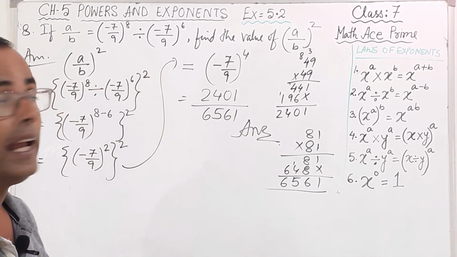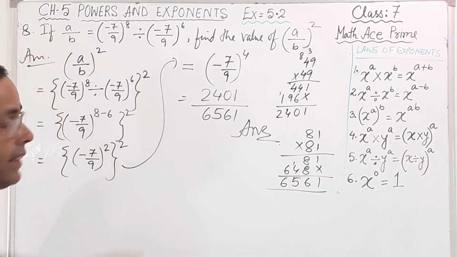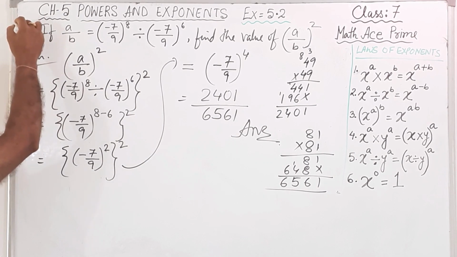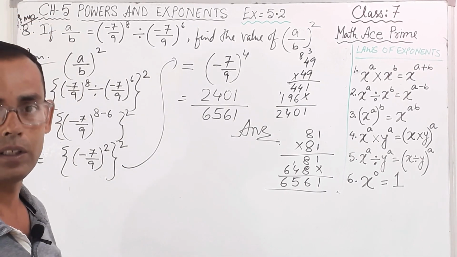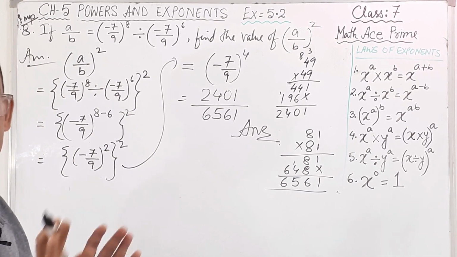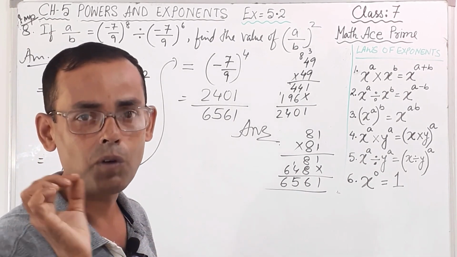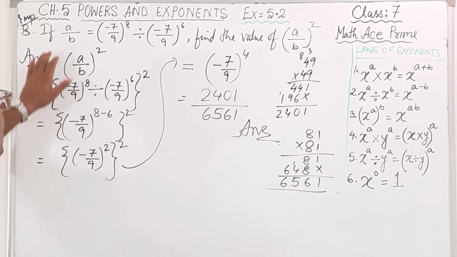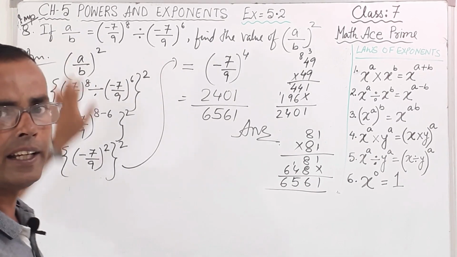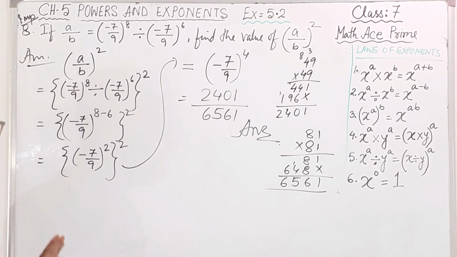So I hope exercise 5.2 sum number 8 you have understood nicely. And sum number 8 is also important. Okay. 7 and 8 is very important. And 5 and 6 is also important. 5 and 6 questions can come in the exam for small marks. Okay. 1 mark or 2 marks. But 7 and 8 can come for 3 marks. Okay. So practice these sums nicely.